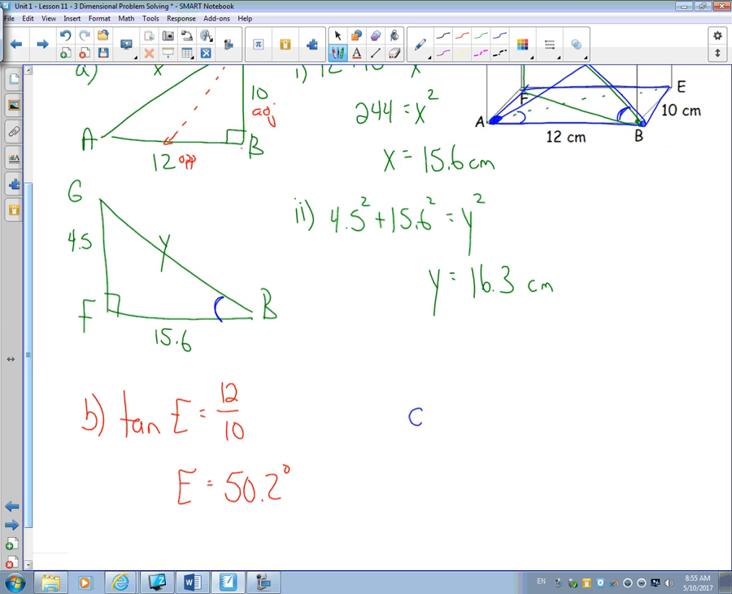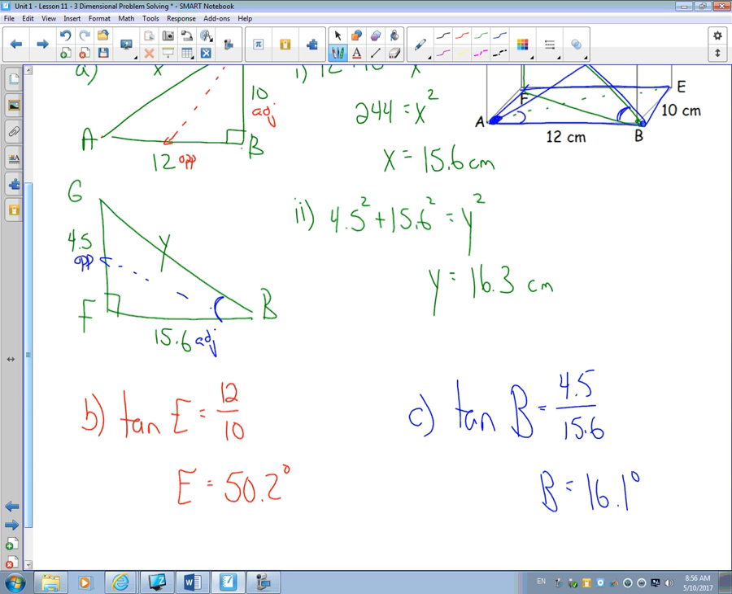So to do part C, again, I can use a right angle triangle, SOHCAHTOA. Again, I have the opposite and the adjacent. So again, I can use tan. And even though I'm finding angle B, it's the same as angle A. They have to be the same. So 4.5 over 15.6. And we could use our inverse tan again. We should get 16.07, or in other words, 16.1 degrees.